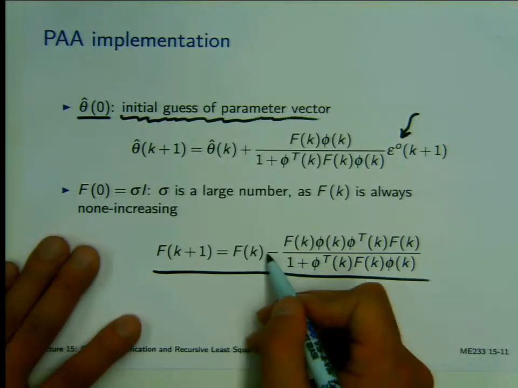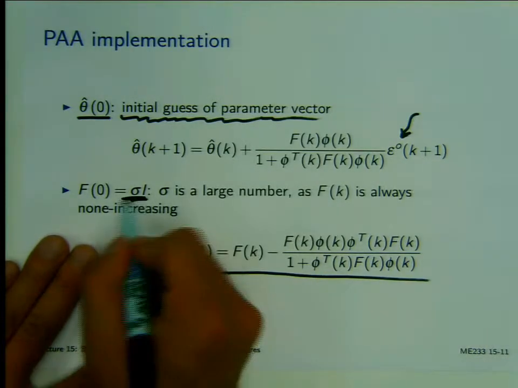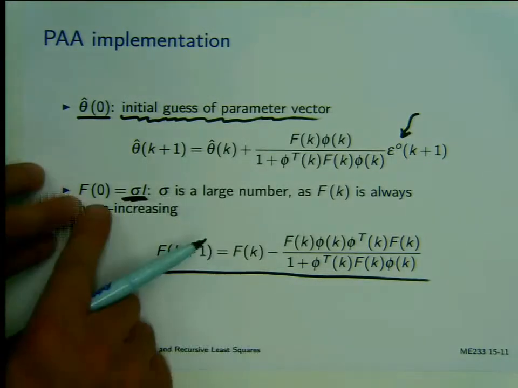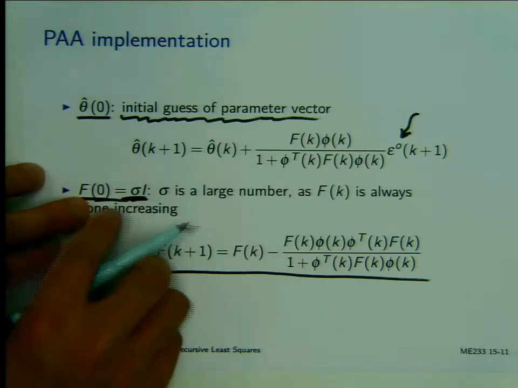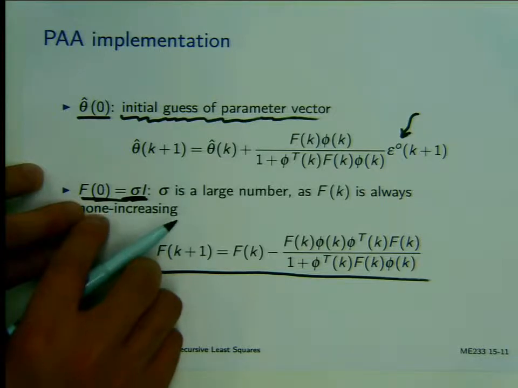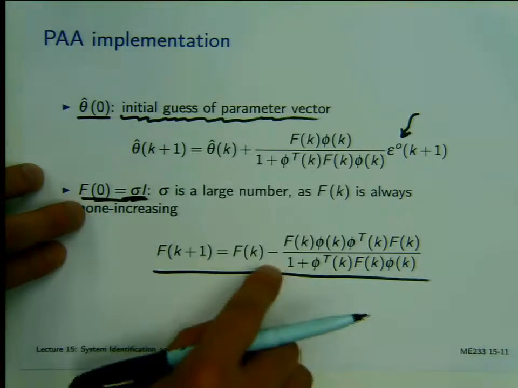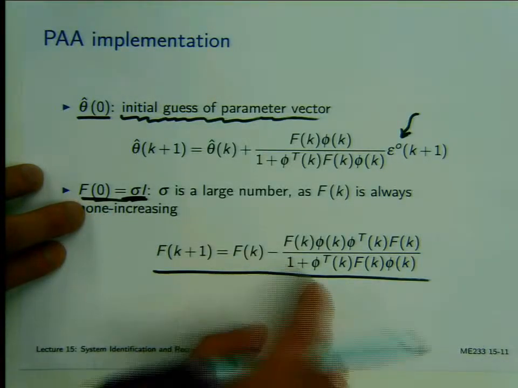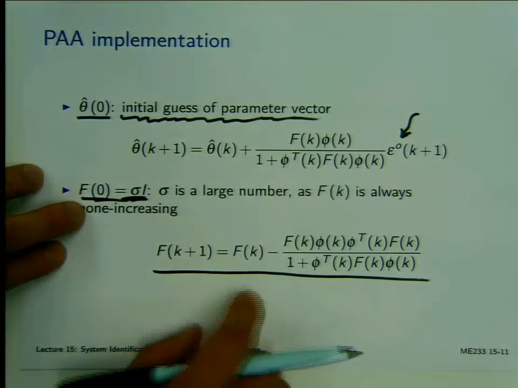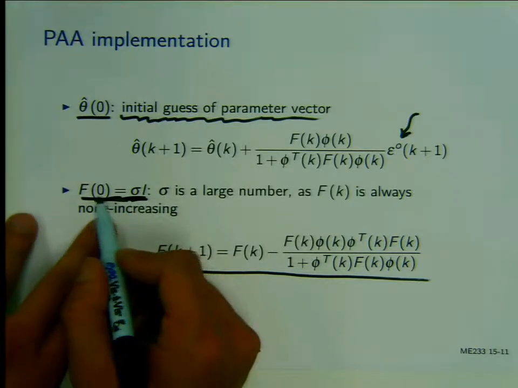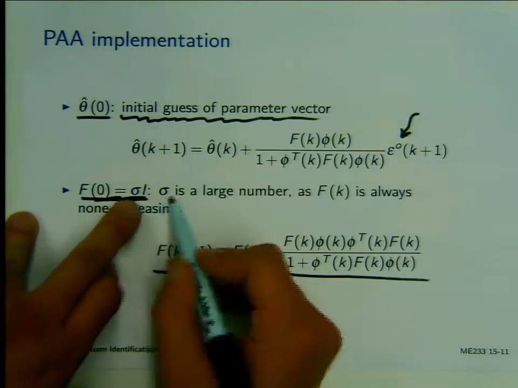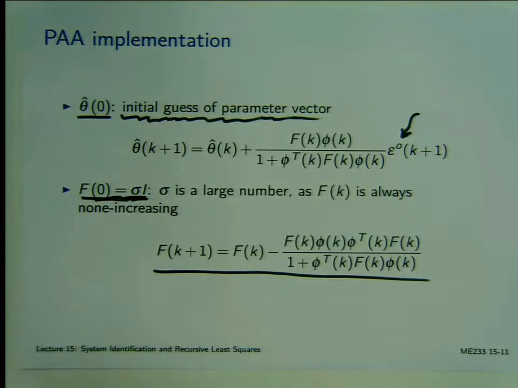So when you assign the initial value of F, you had better assign it to be large enough so that when you keep reducing F, you have some values to keep the equation running. So one way to assign is to put an identity matrix as F0, where the elements are very large scalar numbers. Okay?